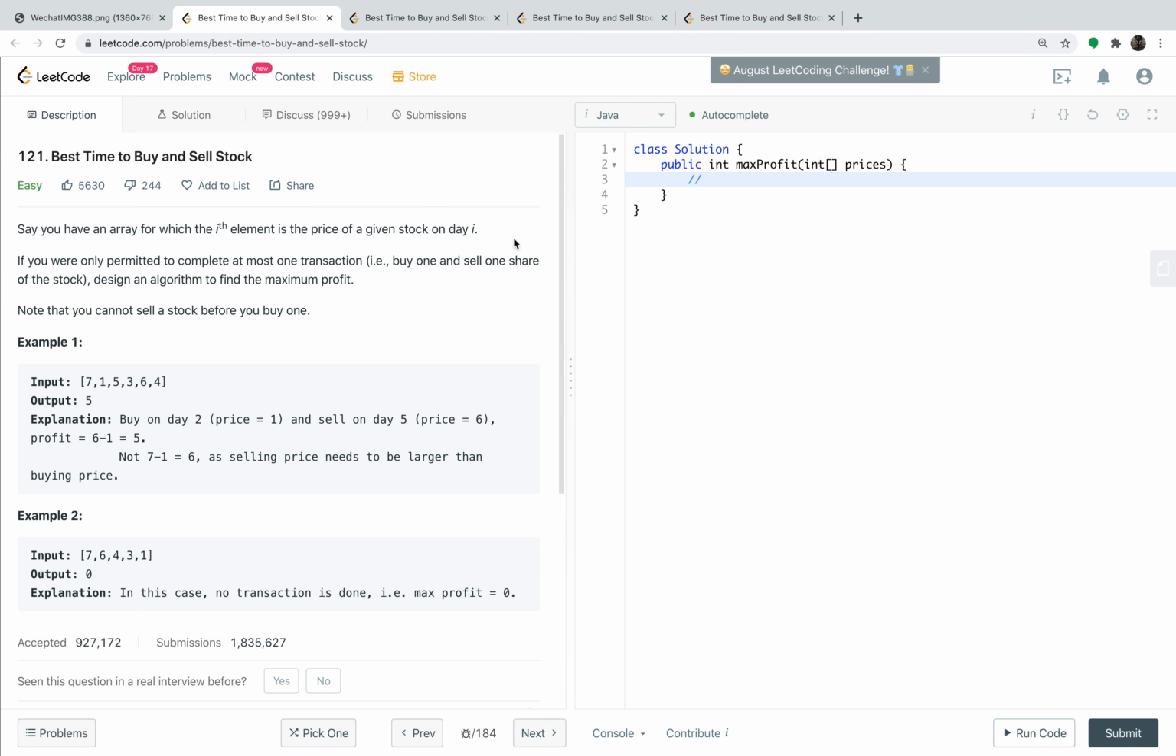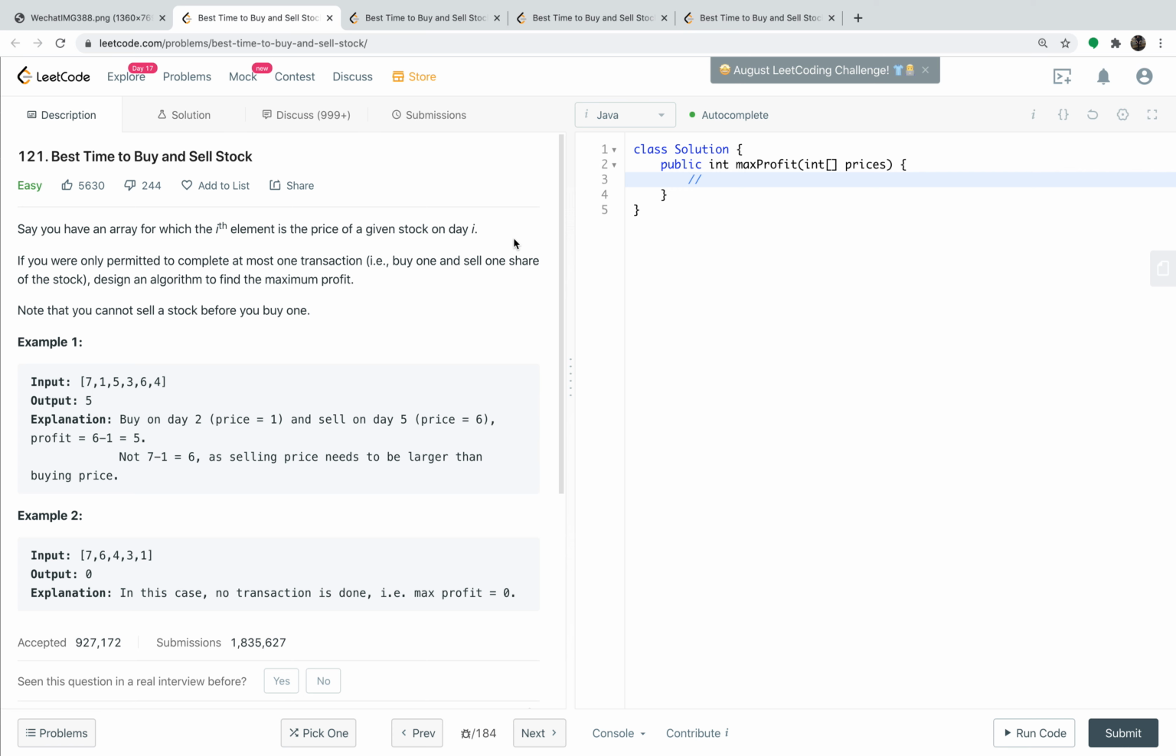The first problem is a very basic case, best time to buy and sell stock. So first, let's go through the problem. Say you have an array for which the ith element is the price of a given stock on day i. So that means you are given a list of stock, and each stock has different prices. You are only permitted to complete at most one transaction in this series of stocks. So the question is asking you to design an algorithm to find the maximum profit.